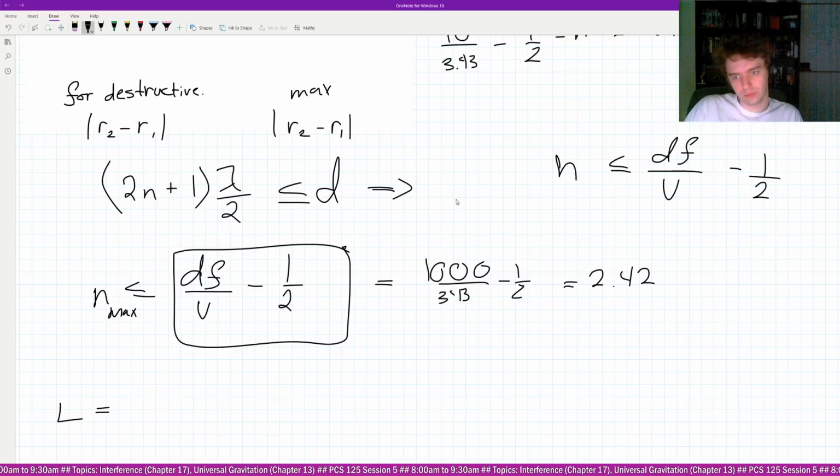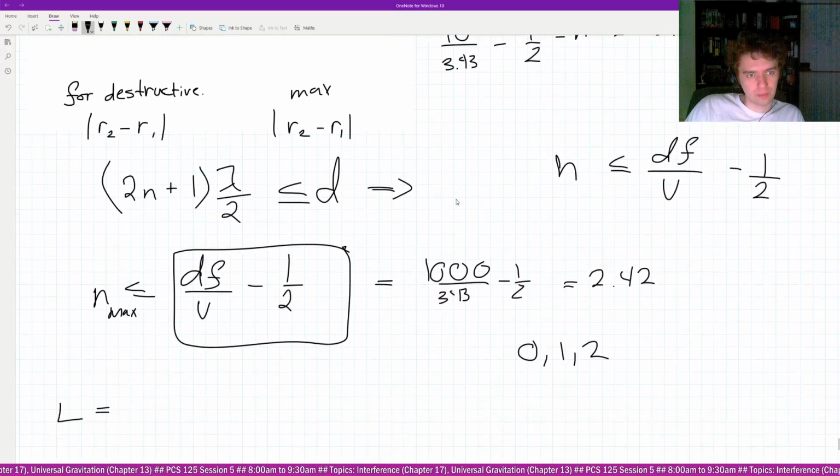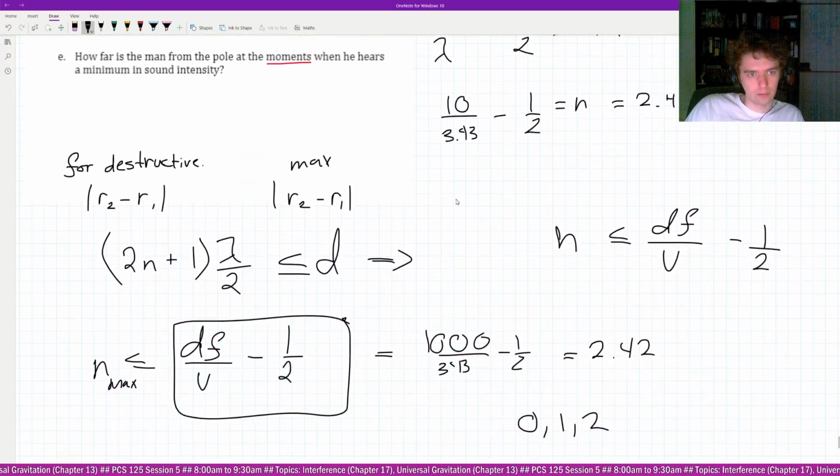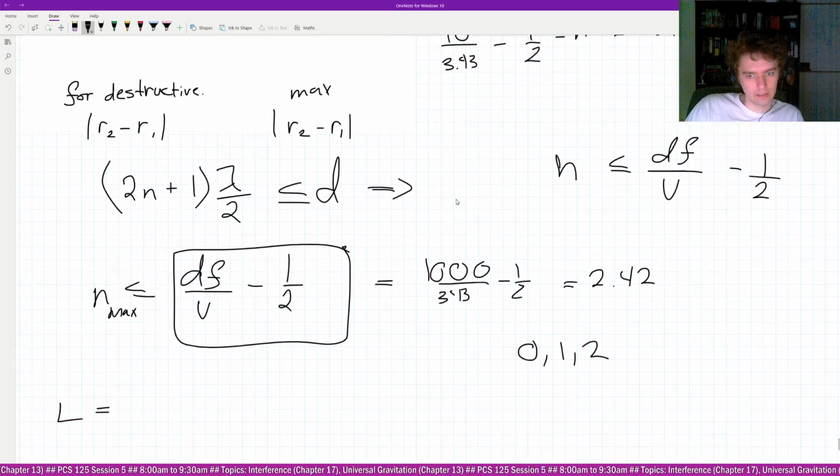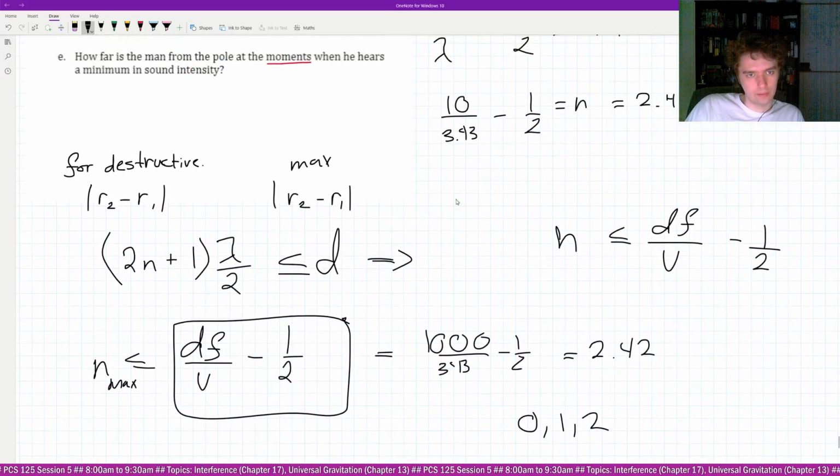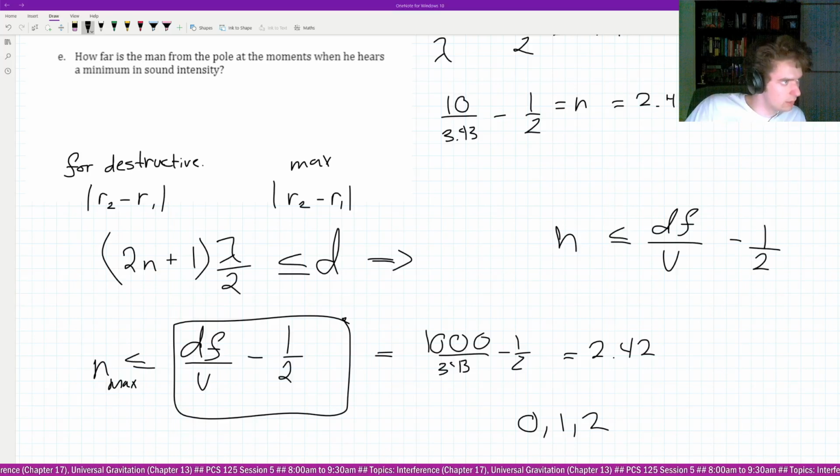Okay, so we have integers 0, 1, and 2. So then how far from the pole at the moments where he hears it? I mean, we have a low enough point so we can just manually do it. Is there more of a solution here? That I have minimum occurs at. No, the answer. Oh no, this is not for the lab. This is for the original question.